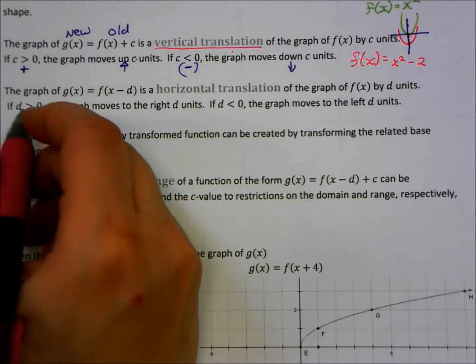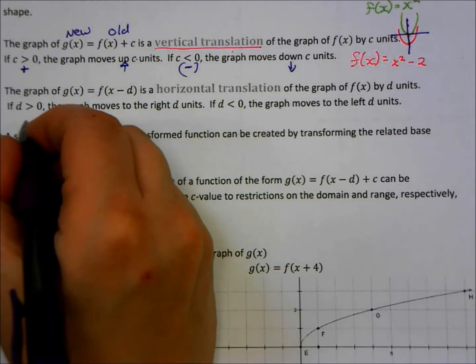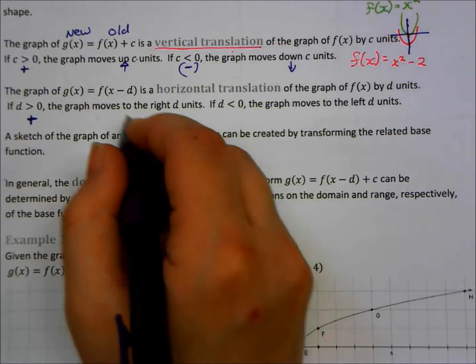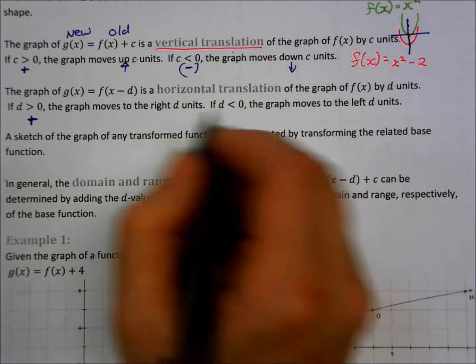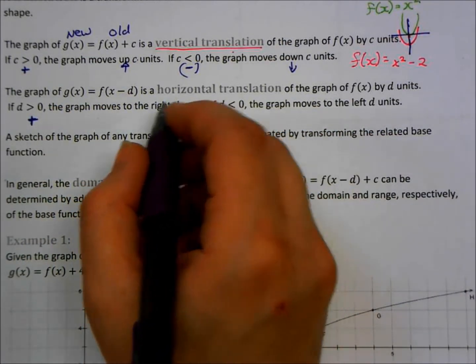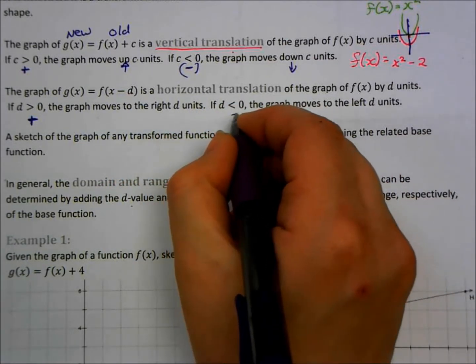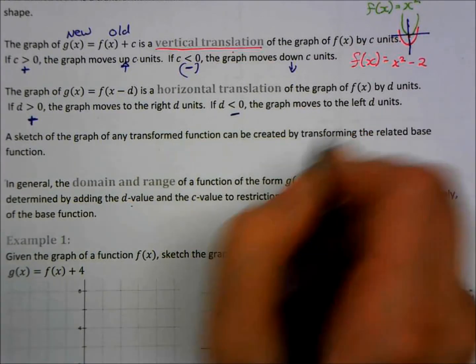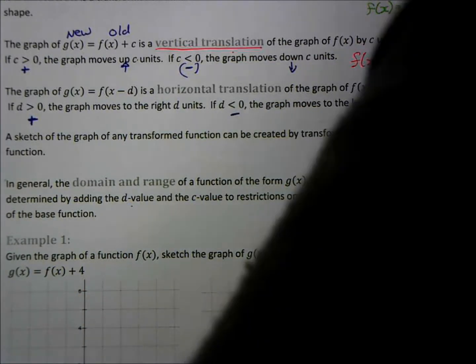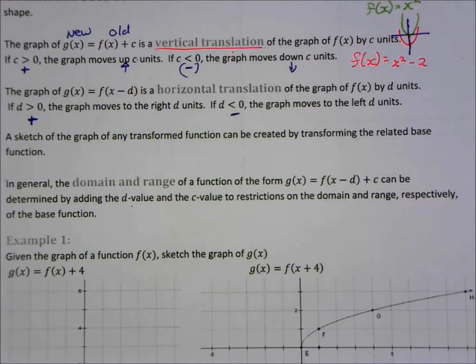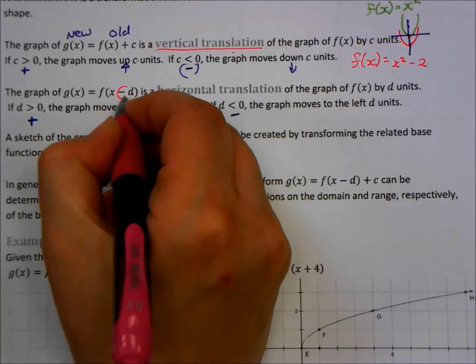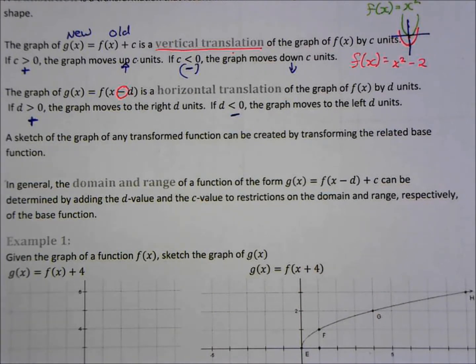If d is greater than 0, that is to say if d is positive, then the graph moves to the right d units. And if d is negative, then the graph moves to the left d units. What you have to keep in mind here is that this is always a negative sign. And I'll show you how that plays out when we see it in some actual questions.